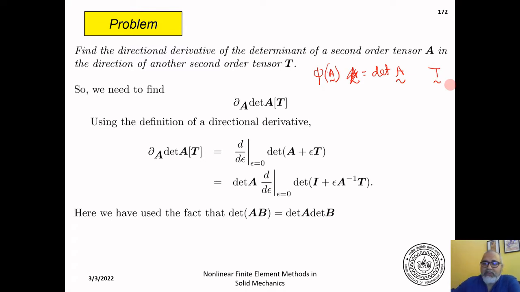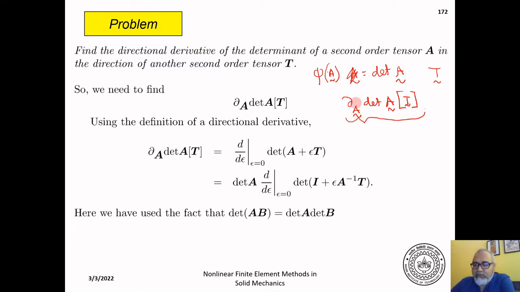So see how we have generalized things. Now we have a scalar function of a second order tensor in the direction of another second order tensor. What this physically represents is difficult to visualize, but mathematically this is a completely doable operation. So what we want to find is a directional derivative with respect to A of the function determinant of A in the direction of the second order tensor T. So this is the quantity that we want to find.